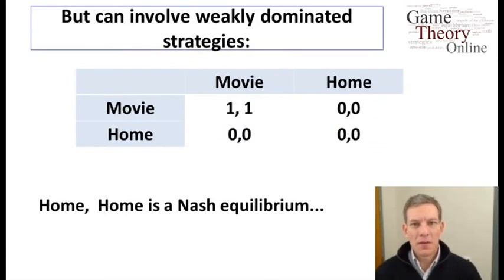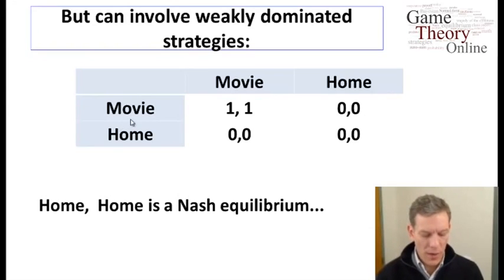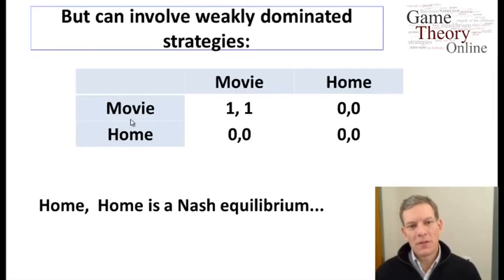This is another simple coordination game, but this one makes the point that it's possible that there are equilibria that involve weakly dominated strategies. So in this particular case, if we look at the payoffs of this game, well, if I'm the row player and I have a choice of either going to the movies or staying home, I'd like to go to the movies if the other player goes to the movies. I'd rather stay home if the other player doesn't.